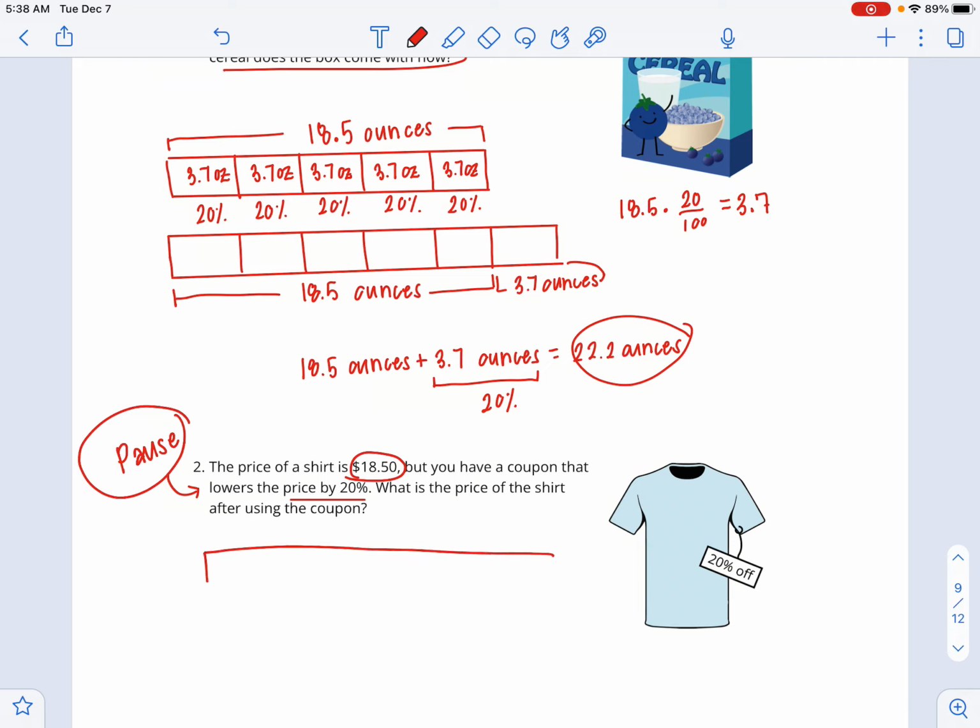I know that the entire shirt costs $18.50. And again, I'm going to draw a tape diagram to show the total cost at the beginning. In this problem, just like question 1, I know I'm going to be working with 20%. So I'm just going to go ahead and split up my tape diagram into 5 equal boxes. If I'm splitting up 1850 into 20%, I need to multiply 1850 times 20 over 100.